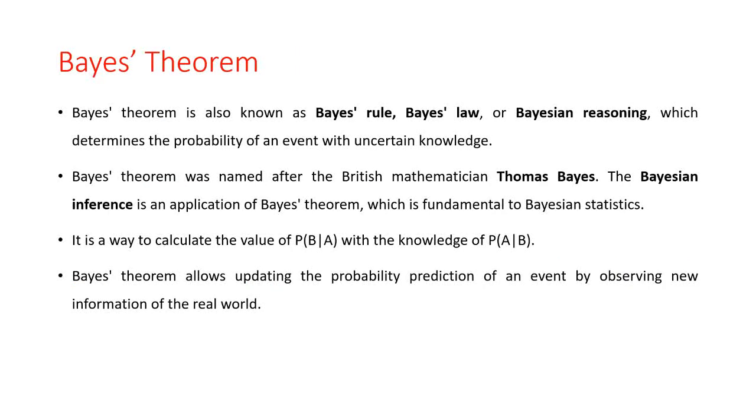The next thing is Bayes theorem. Bayes theorem is also known as Bayes rule, Bayes law, or Bayesian reasoning, which determines the probability of an event with uncertain knowledge. In probability theory, it relates the conditional probability and marginal probability of two random events.